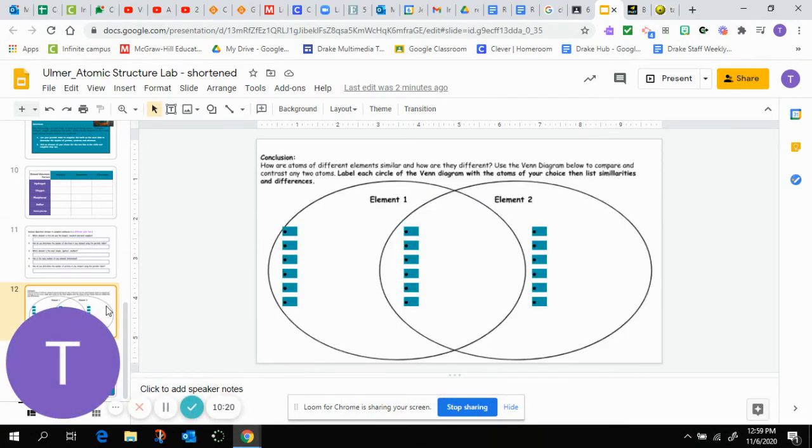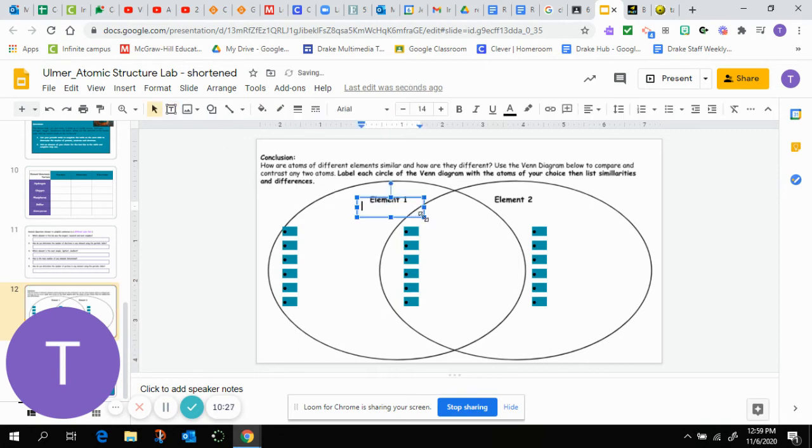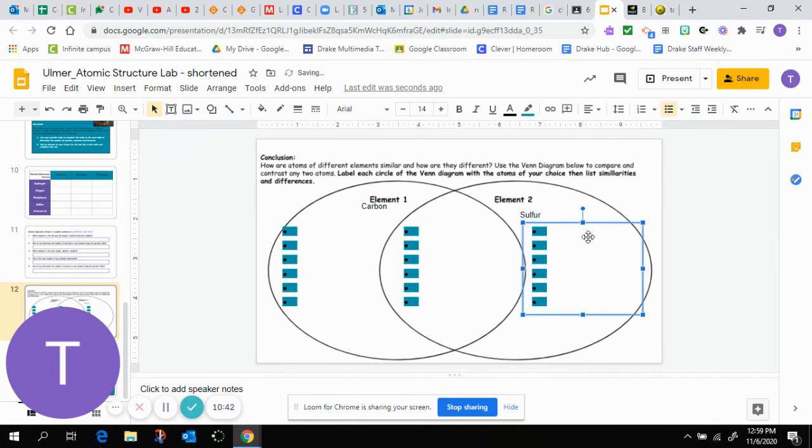Then your last two slides you're comparing. You're going to choose two elements. Add a text box. Tell me what your first element is. So if you're choosing carbon, go ahead and write carbon on here. Grab another text box. Tell me what your second element is. Maybe it's sulfur. So those are your two elements.